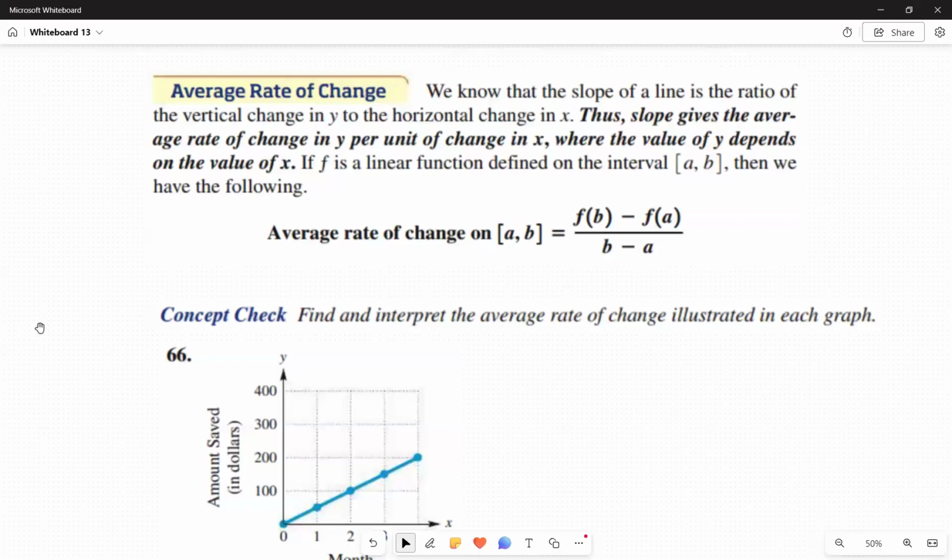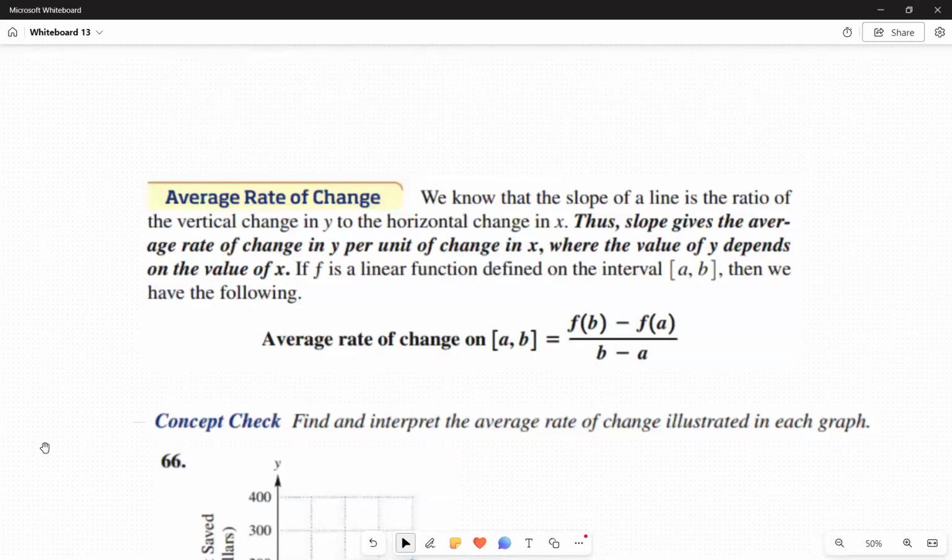Hello. In this video, I will do examples of the concepts mentioned in section 2.4. One of the most important concepts is the slope of a line, and a generalization of the slope of a line is the average rate of change. This is especially important if you get to calculus.